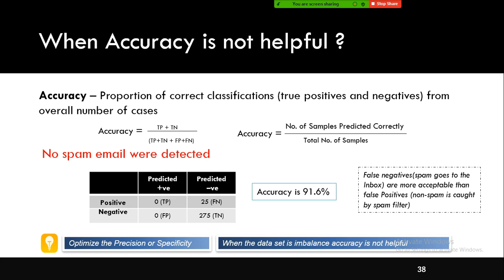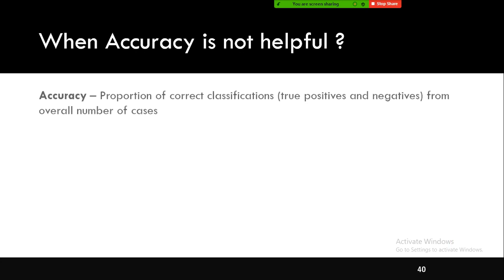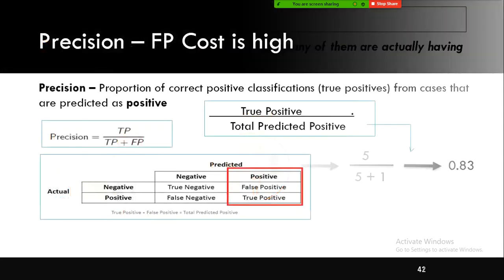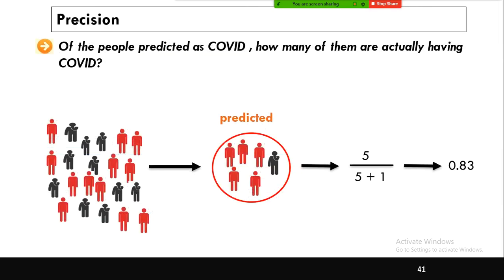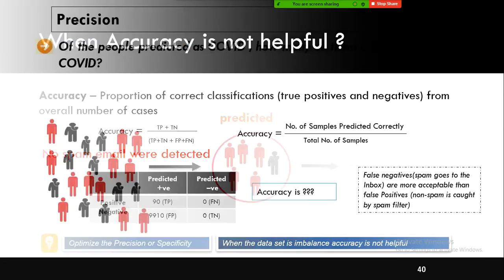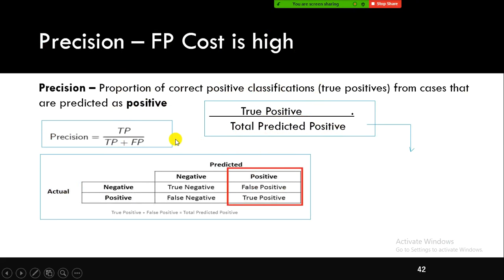What other metric should I use? We have something else called precision and recall. So what is precision? In simple terms, precision is, out of the predicted emails, how many were correctly predicted. That is the definition. Look here: the proportion of correct positive classifications from cases that are predicted as positive. The denominator is the total predicted positive; how many of them were actually positive?